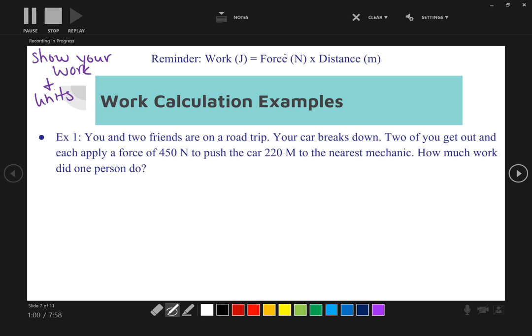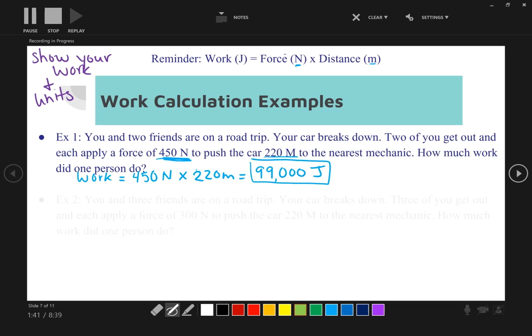All right, so we're going to remember our equation. Work equals force times distance. So remember that force has the unit of N. So I'm going to go find my number with the unit of N. So that's 450 times my unit for distance, which is M. So times 220 M. If I type that into a calculator, I get 99,000. Remember, what is your unit for work? And that is joules. So your final answer, 99,000 joules.